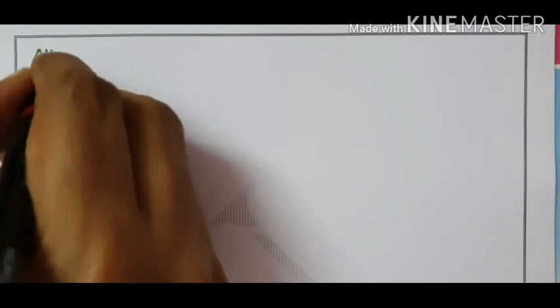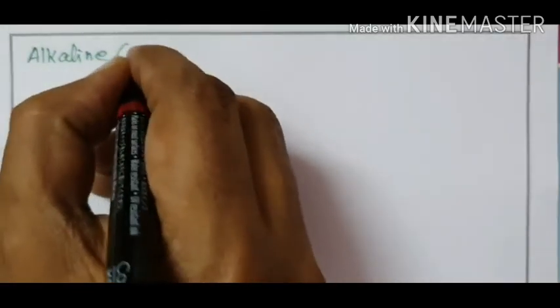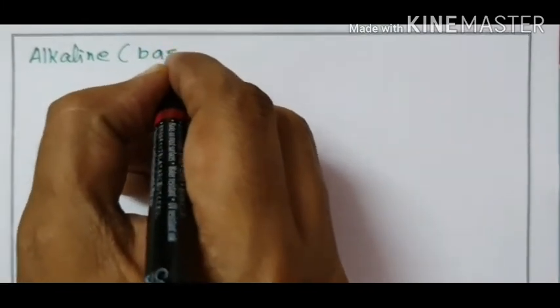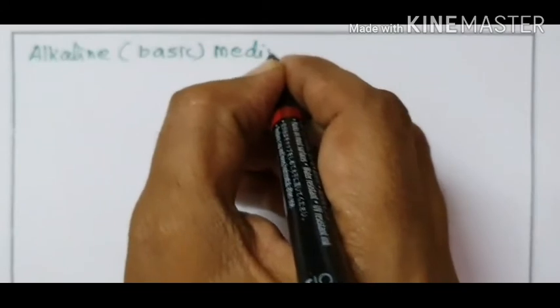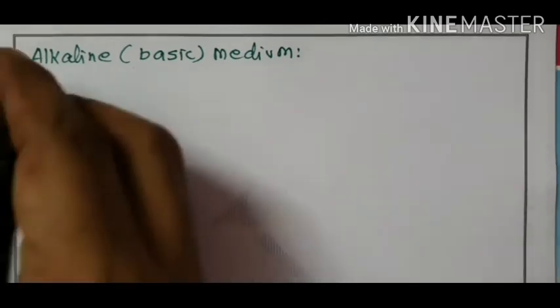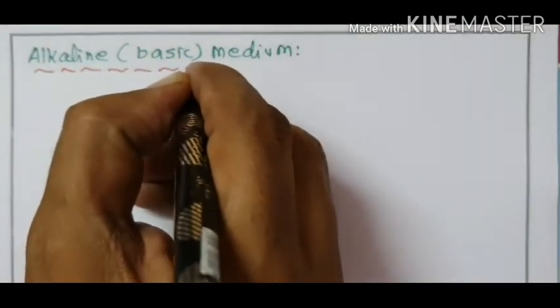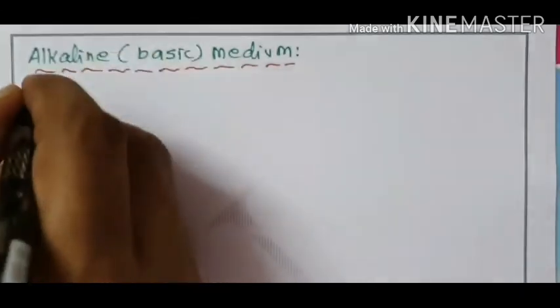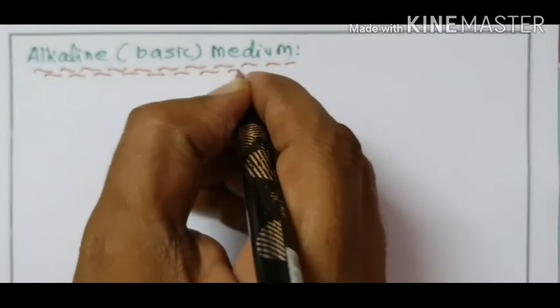alkaline medium, also called basic medium. Alkaline medium: presence of potassium hydroxide or sodium hydroxide. Alkaline, basic in nature, presence of OH minus ion.